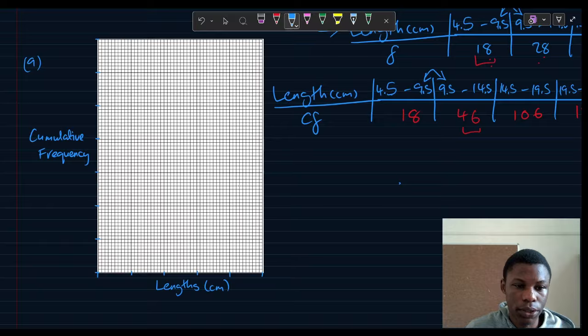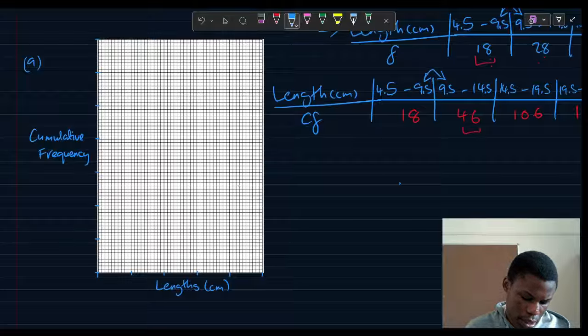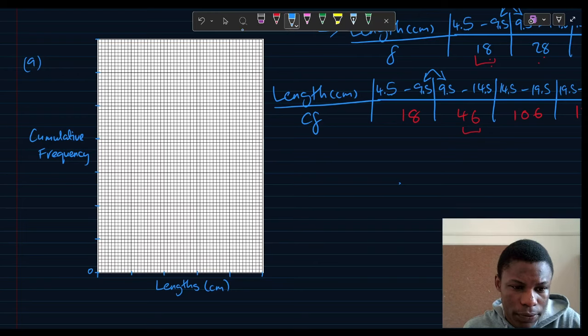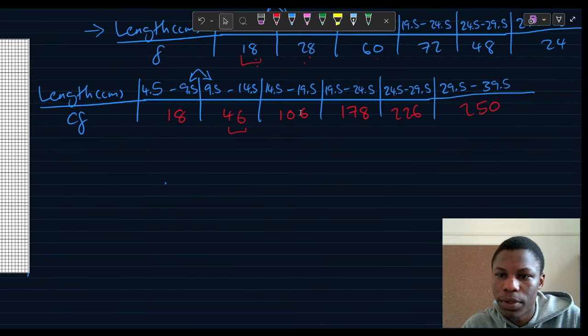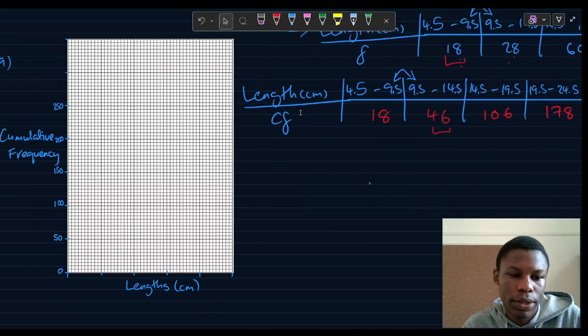But I think we'll just use 50 because everything else is not nice. Hold on, 20. Oh, 20 would be worse because 25 is 10. All right, we'll use 50. We'll do 50, 0, 50, 100, 150, 200, 250. For our lengths, they're going from 4.5 all the way to 39.5.